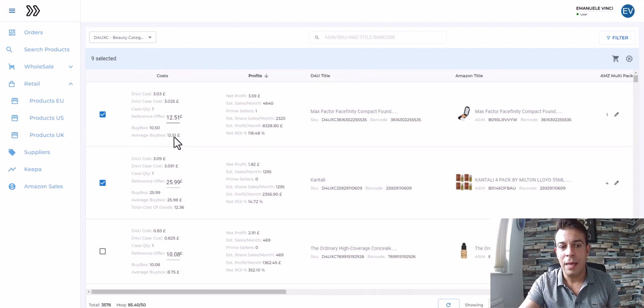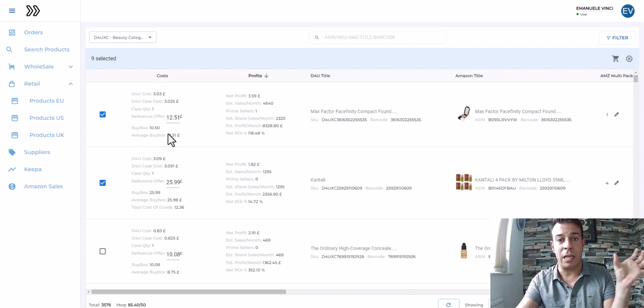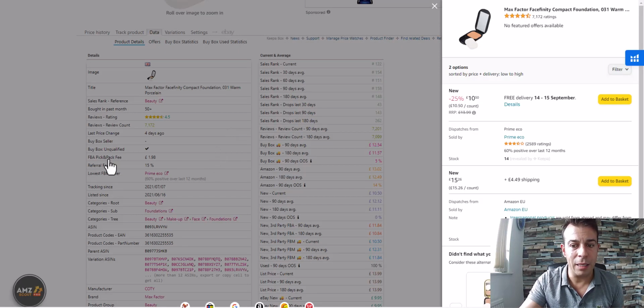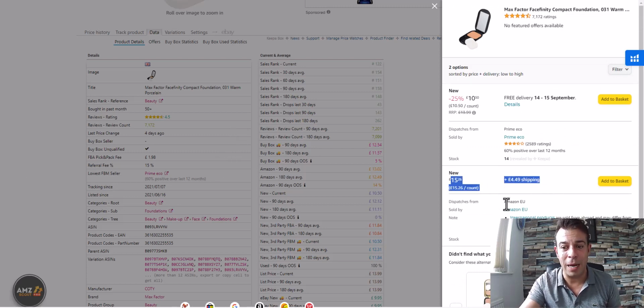This is why it varies from Keeper, because we are looking at what has been sold in the last 30 days, what has been selling out in the past 60 days and the last 90 days. Now, looking at this, we can see that there are people selling at 15.26 plus 4.49 shipping, Amazon EU. Right now there are only these two sellers, right?